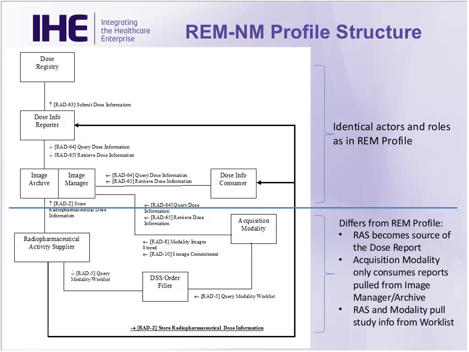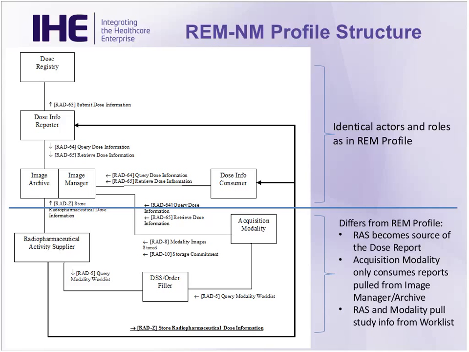You'll notice that the lower left corner is not the modality. The reason for that is that the modality in this case is not the one that's administering the dose to the patient. So we've defined a new actor, the Radiopharmaceutical Activity Supplier, or RAS. This might be the hot lab system itself, or an injector system that is doing the administration. But one of these systems can act as the RAS, and as part of creating the dose and administering it to the patient, it generates the dose report.